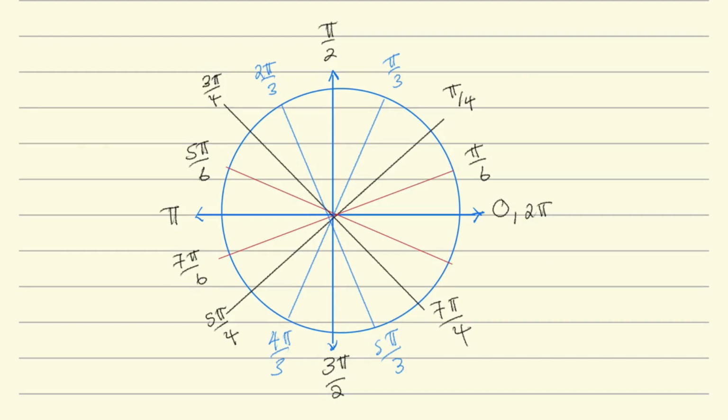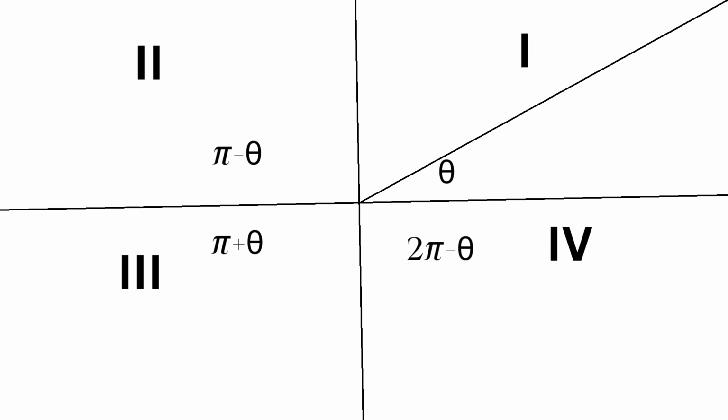So in a nutshell, you only need to know the values of the standard angles in the first quadrant. Then you should be able to find the value of other angles in the other quadrants by following the rules, either subtracting from pi if you are in the second quadrant, adding to pi if you are in the third quadrant, and subtracting from 2 pi if you are in the fourth quadrant.